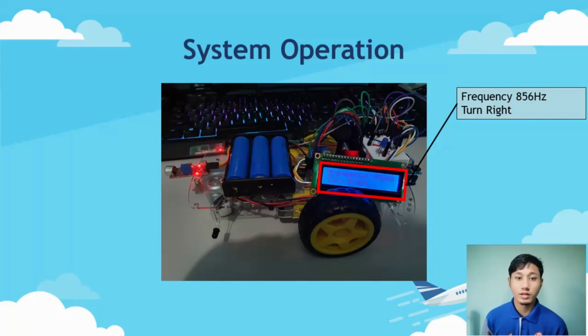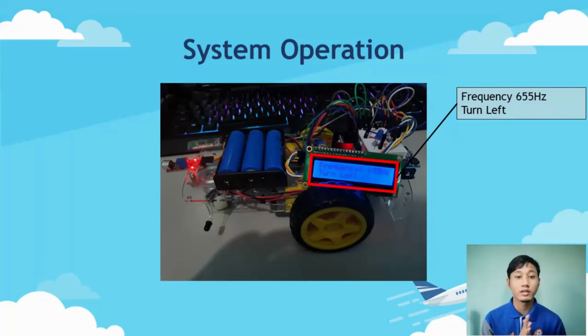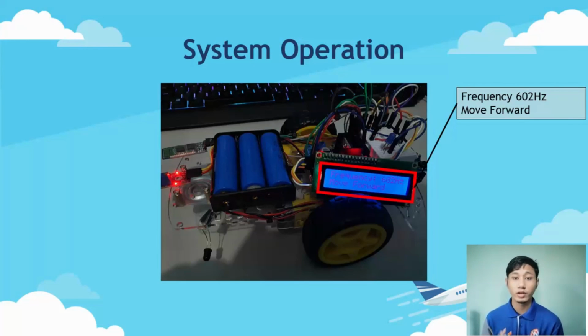For the sound detection system, the detected sound frequency will be displayed on the LCD screen along with the direction it has to move. When detecting an 850 Hz frequency, the screen will tell us to turn right. When detecting a 650 Hz frequency, the screen will tell us to turn left. And when the car detects an in-between frequency, meaning it is in the middle of the runway, the screen will tell us to move forward instead.